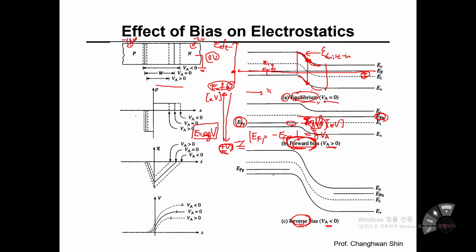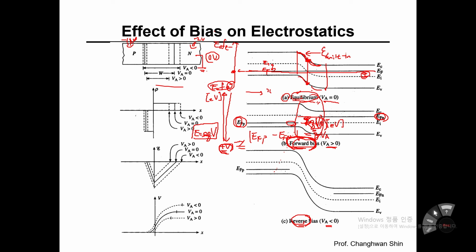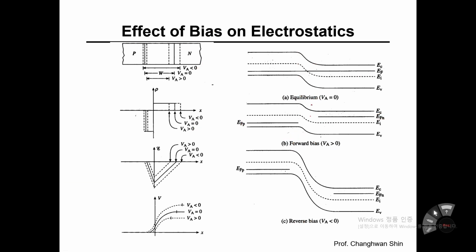Then physically, what would happen within the depletion region or near the PN junction? I'm talking about this area. So what kind of things would happen across the depletion region? Think about it.